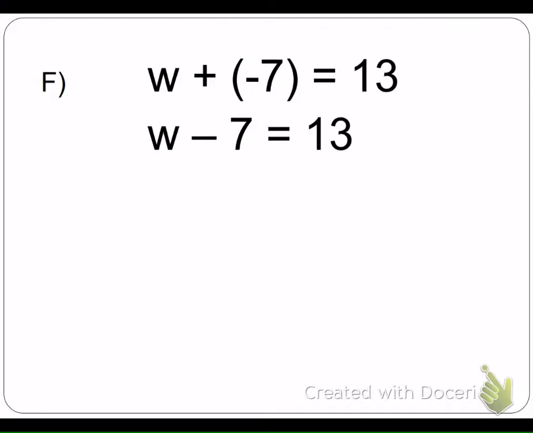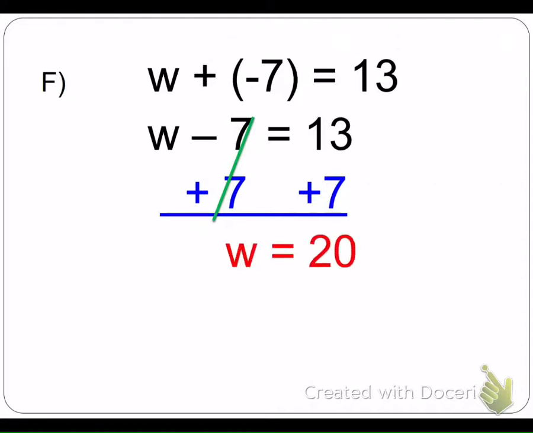So if I want to undo subtracting 7, I just need to add 7. So I'm going to add 7 to both sides. These guys go away. I get W equals 13 plus 7 is 20.